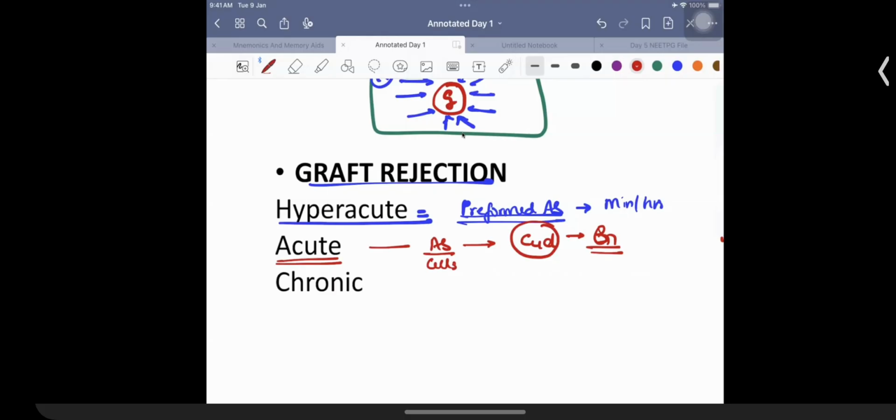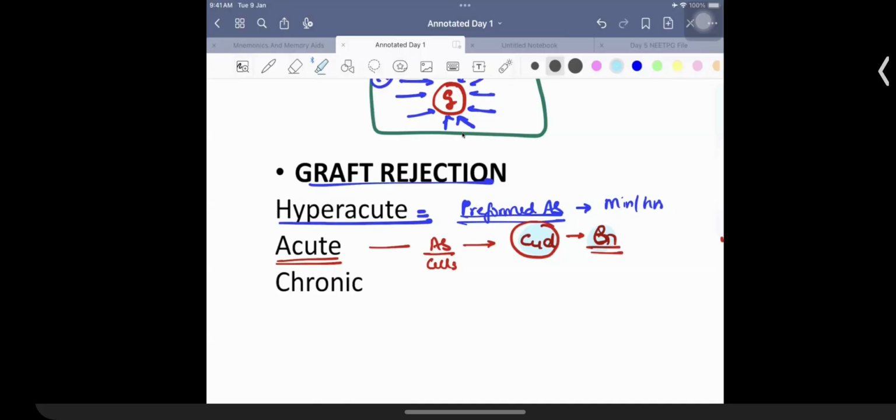So you were asked an INI-CET question, which has a very high probability of being repeated. Which of the following is a marker for acute humoral rejection? The marker for acute humoral rejection is C4D in the glomeruli. In a patient having acute kidney transplant rejection, what is a marker for acute humoral rejection? The answer is C4D deposition in the glomerulus.